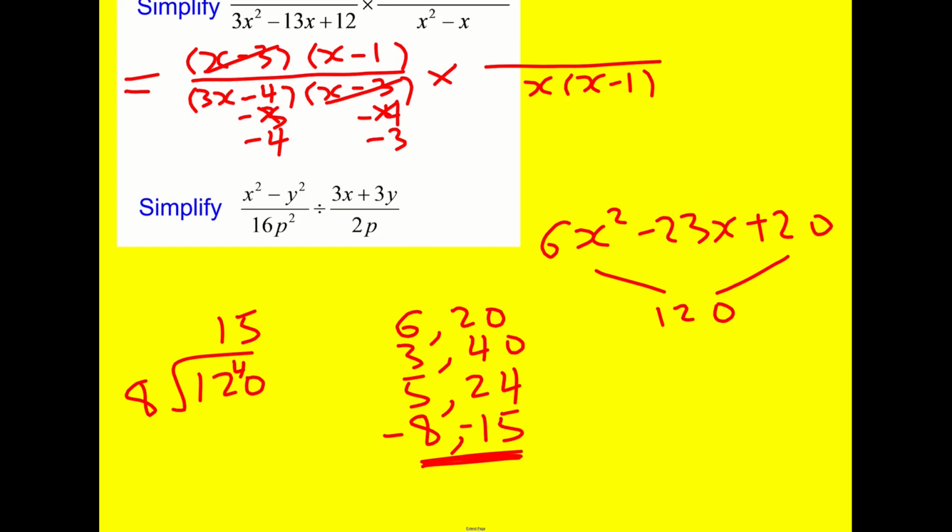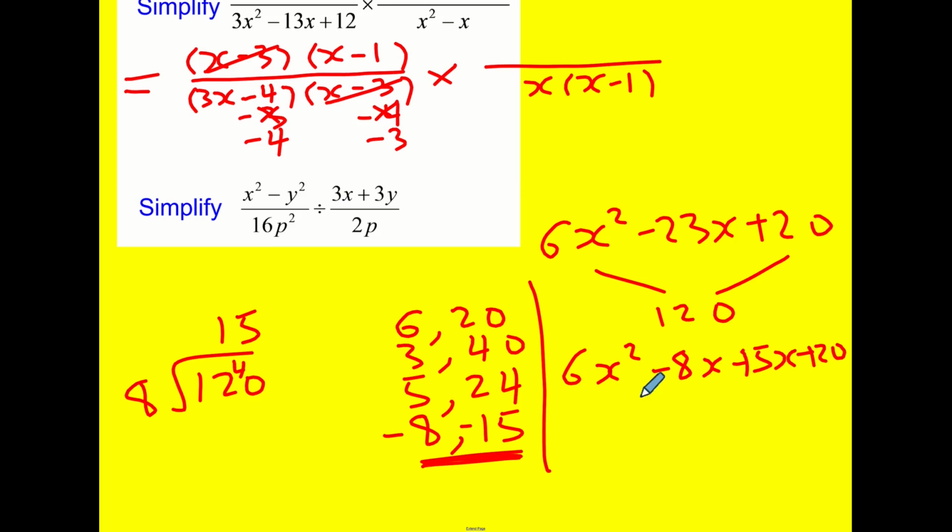to give minus 23x. So now I can write my expression as 6x squared minus 8x minus 15x plus 20. If you want to, ask me how this method works, or investigate it yourself, because it is guaranteed to work, and it's a really clever method. Okay, anyway, I'm going to keep going.